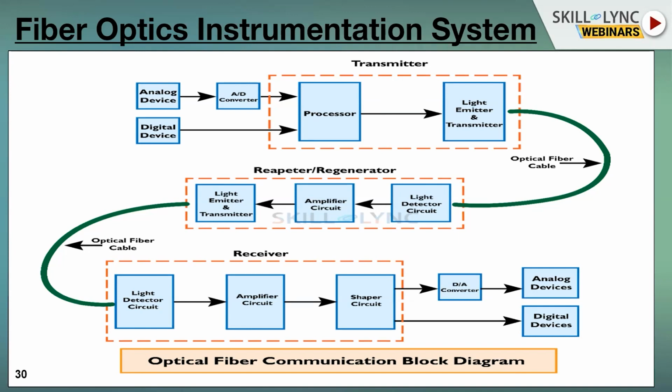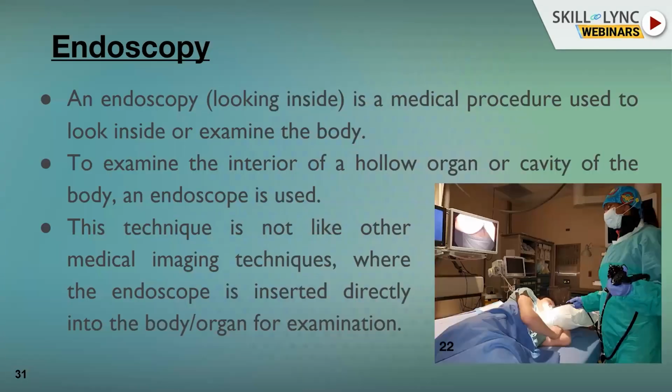So what happens in the receiver? The receiver's function is to just receive the signal in the form of light. Then you have something called photoconductors or photodiodes that convert the light into an electrical signal. Then that signal can be used further. Now, till now we talked about fiber optics. Now let's talk about fiber optic applications in medical technology.